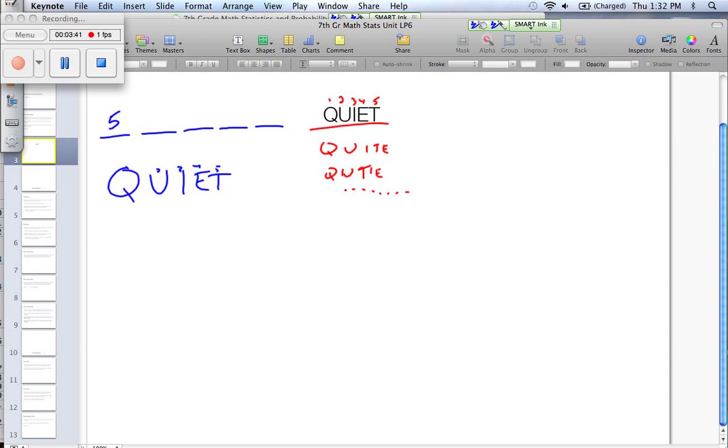Alright, now the second blank, how many letters could go there? Well, it can't be 5 because I can't reuse any of the letters. So one of them has gone away. So now I only have 4 options. Same thing for the next one. I can't use even any of the first 2. So I only have 3 left, and 2 left, and 1 left. This is what we call in math the counting principle.